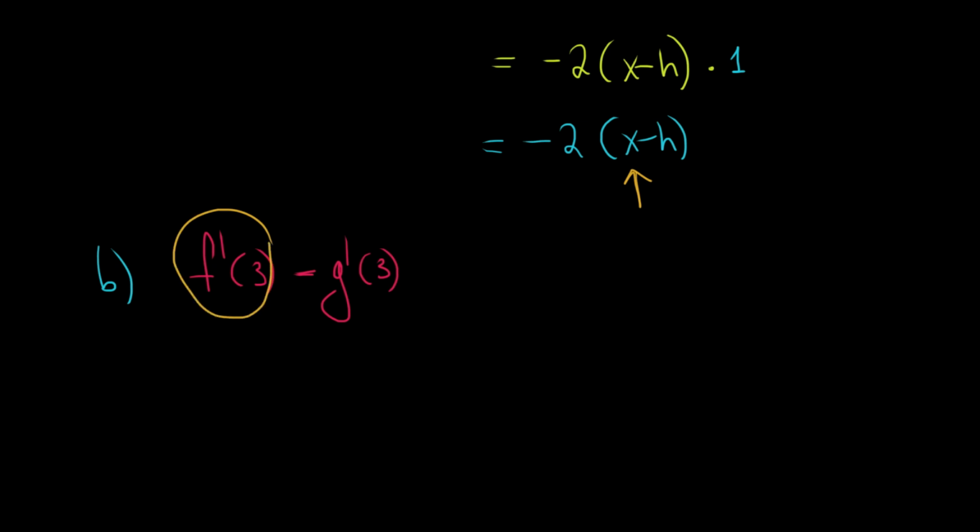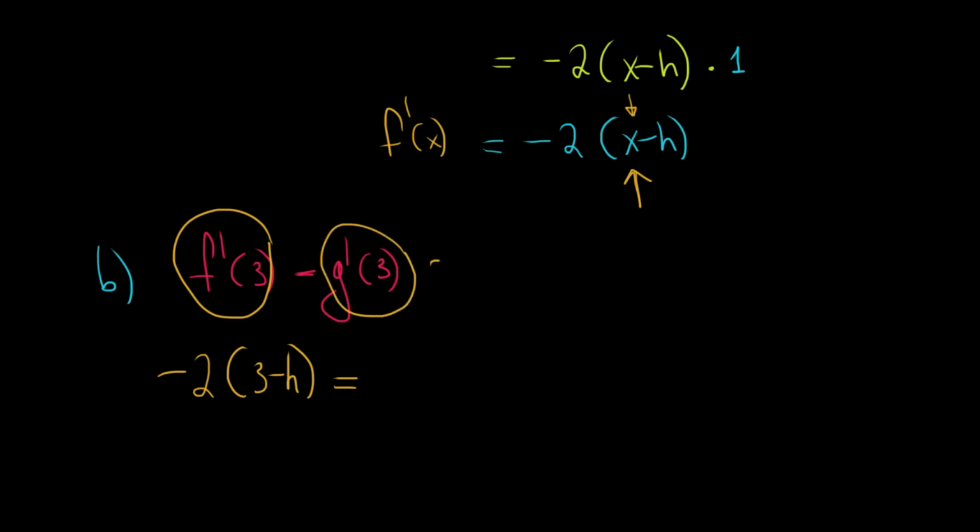f derivative of x was right here. f derivative of 3 is going to be the substitution of 3 for x. So we have minus 2 bracket 3 minus h equals g derivative of 3. Now that's some work to do.